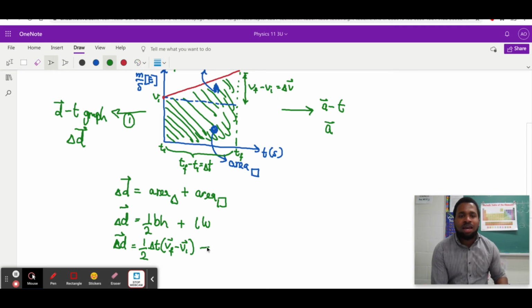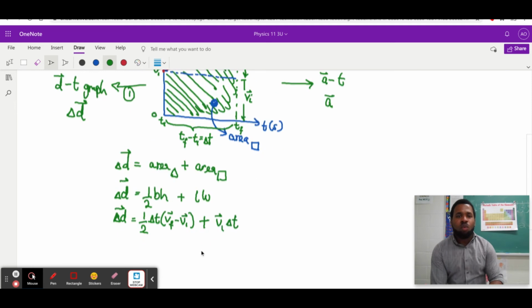So on the other hand here, our area of the rectangle, in this case, is now focusing on our initial velocity. Take note of that. And we are going to subtract it from 0, which is the starting point. So therefore, we just have our initial velocity only. And that is going to be multiplied by our change in time.